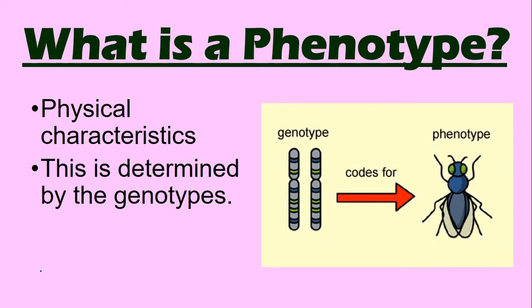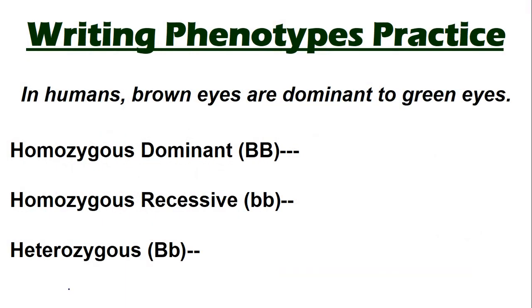All right. What goes along with genotypes is that we can look at genotypes and determine the phenotype of the person, or the actual physical characteristic, or the actual trait you would see on the outside. And so phenotypes are determined by the genotype. So you have to know your genotype to know your phenotype. So let's practice real quick.